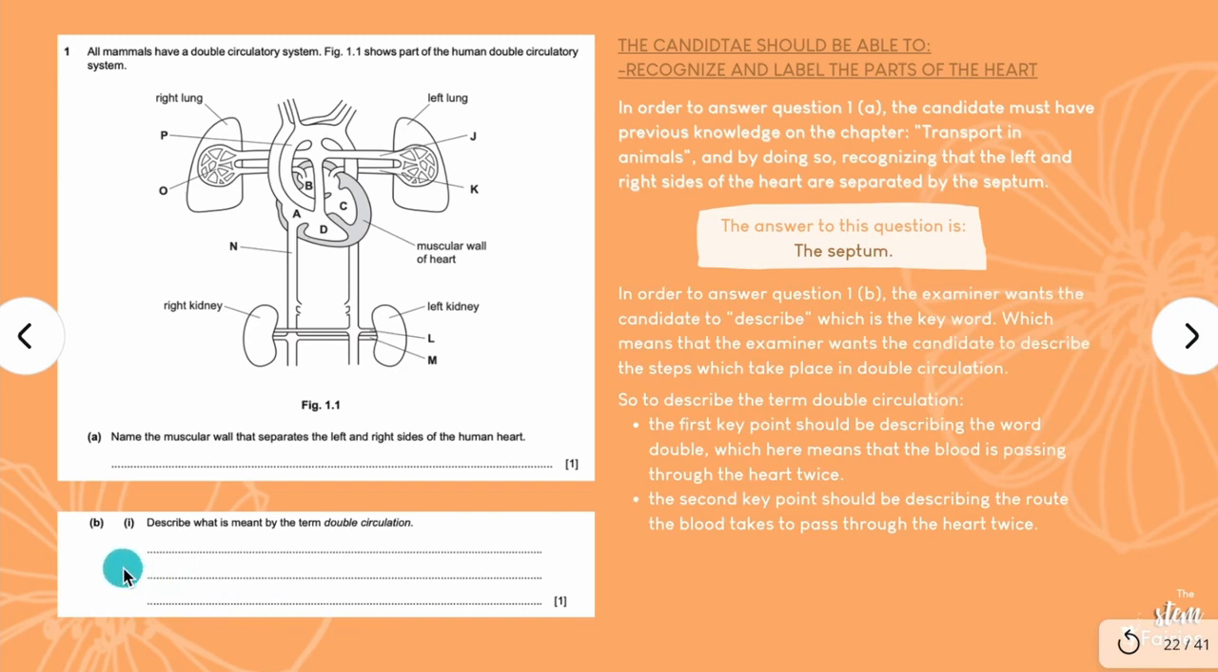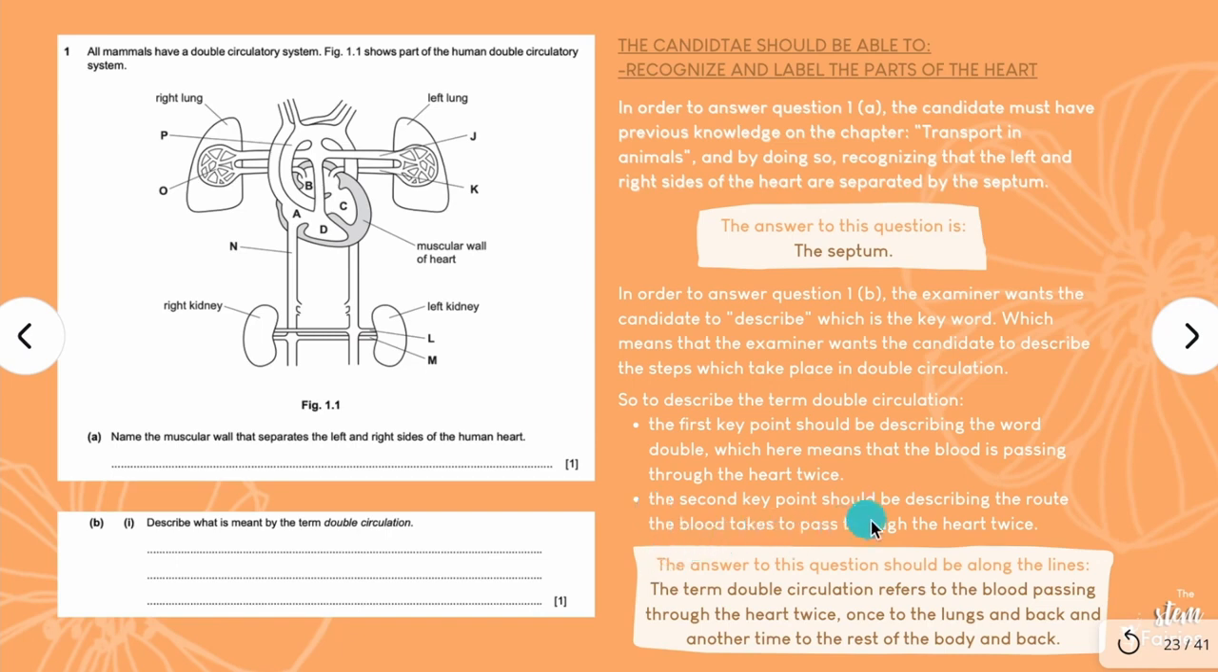So in question B(i), it says, describe what is meant by the term double circulation. In order to answer question 1B, the examiner wants the candidate to describe, which is the keyword, which means that the examiner wants the candidate to describe the steps which take place in double circulation. So to describe the term double circulation, we're first going to have to divide it into its 2 terms. The first key point should be describing the word double, which here means that the blood is passing through the heart twice. And the second term, which is circulation, would be the second key point. So the second key point should be describing the route the blood takes to pass through the heart twice.